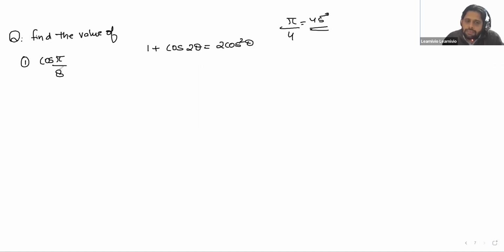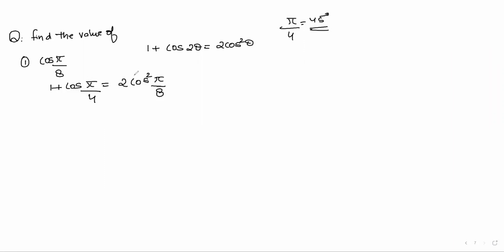Now what they are asking is half of this, so we can use this formula. 1 plus cos pi by 4. So can you tell me what the formula is? This becomes 2 cos square, half of pi by 4, which is pi by 8. Is this clear? Yes.